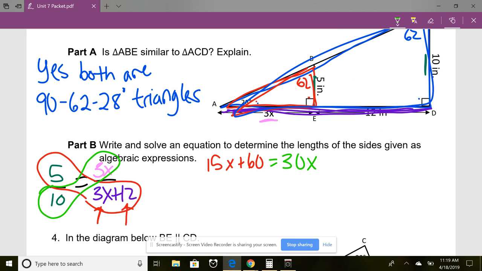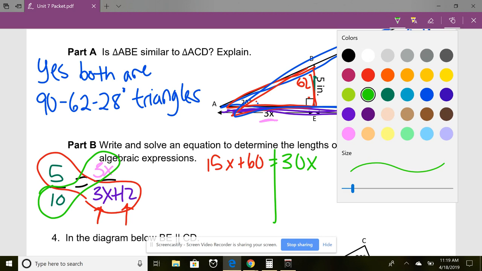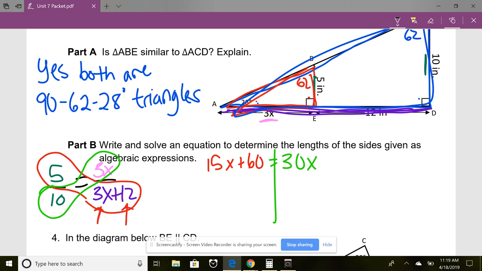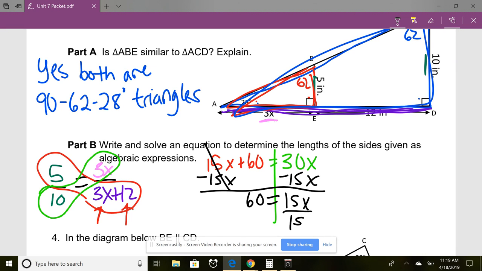Solve. I'm going to minus 15x from both sides. And you get 60 is 15x. Divide both sides by 15. And you get x is 4. Now I'm not done. I just solved for x. I have to find the missing side, so I have to plug it back in.